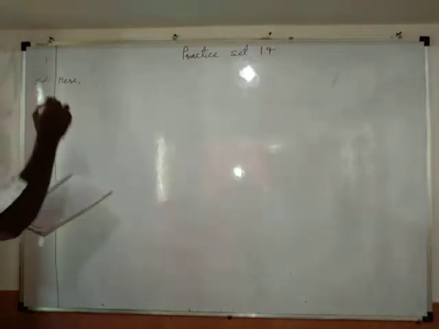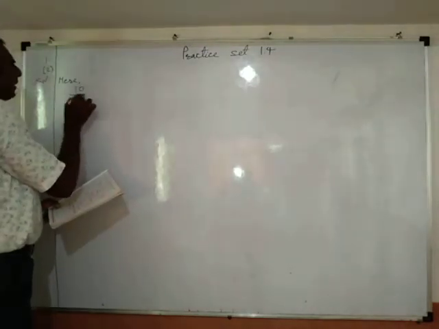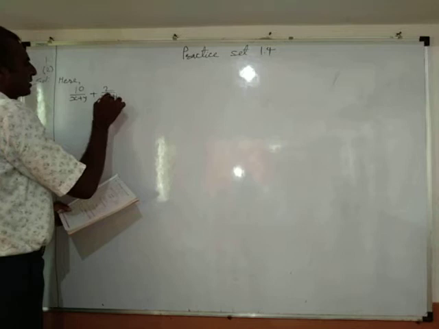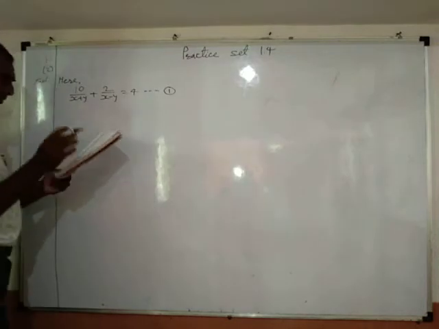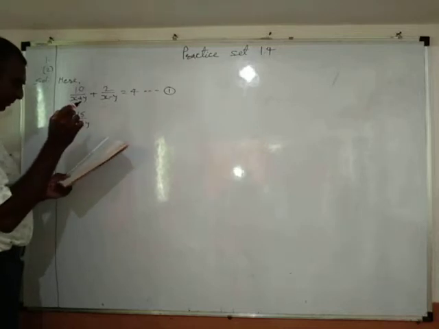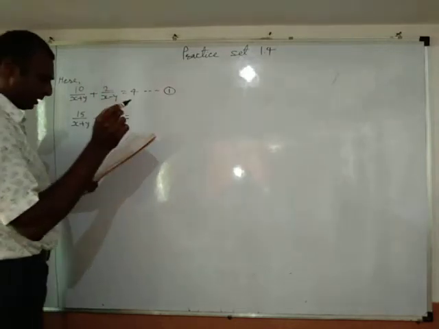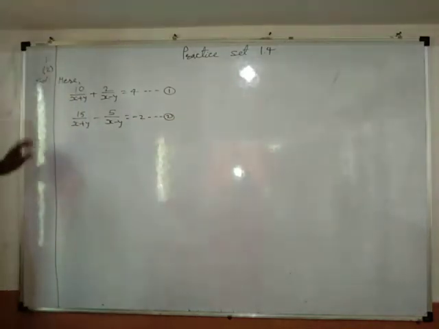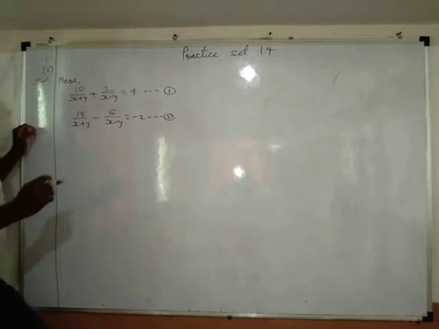Let's see sub-question second. Solution. Here, 10 upon x plus y plus 2 upon x minus y equals 4. Equation first. 15 upon x plus y minus 5 upon x minus y equals minus 2. Equation second. Now here these are simultaneous equations but not in linear form.